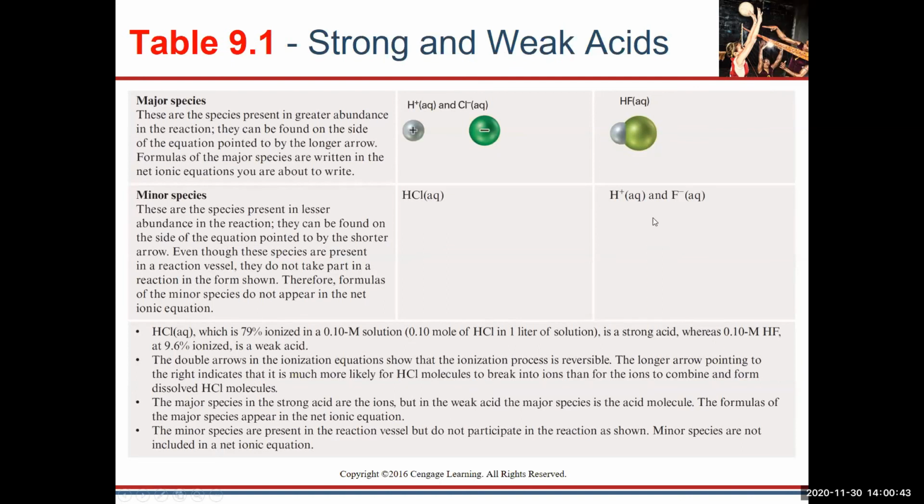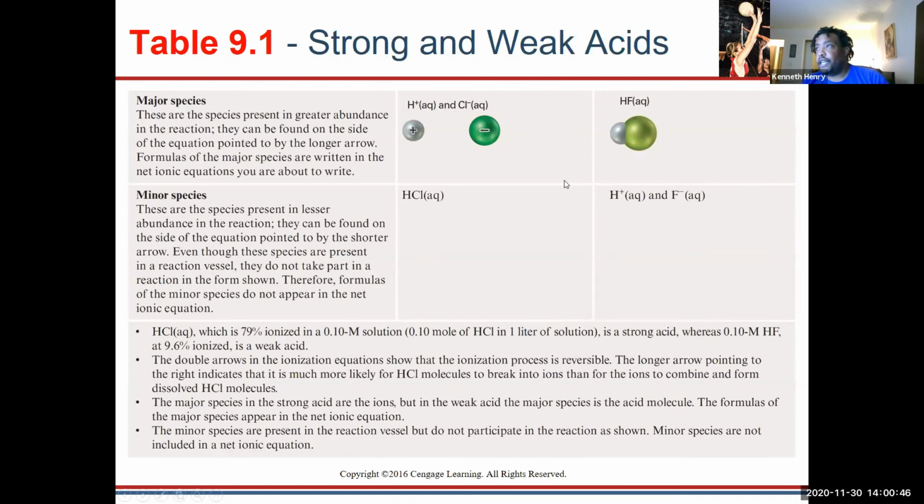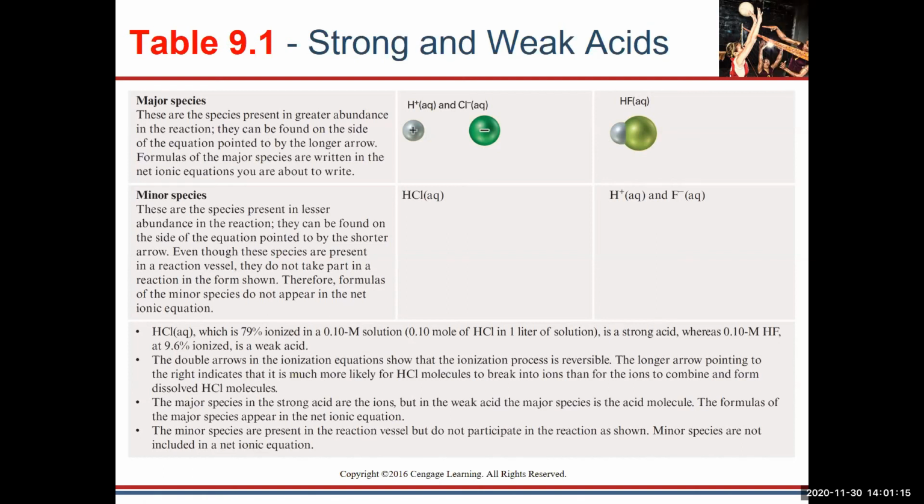Okay, so our major species are going to be the ions in the case of the hydrochloric acid. The minor species is going to be the hydrochloric acid itself, right? But in the case of the hydrofluoric acid, our major species is going to be the hydrofluoric acid, and the minor species are going to be the ions. Simple? Yes. Okay, good.